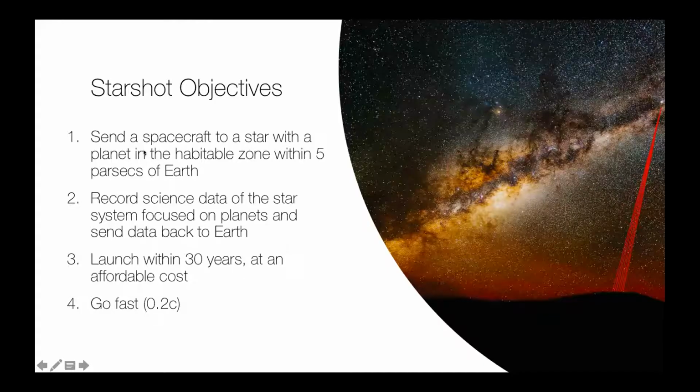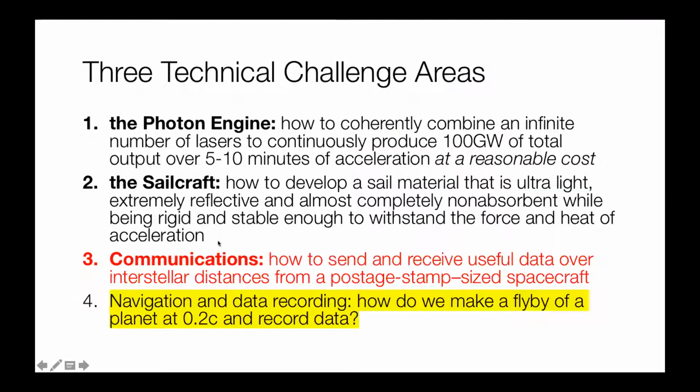So as I said, the objectives are to send the spacecraft to a star, ideally with a planet in the habitable zone, which we know already there are some within 5 parsecs, and to record some science data of the star system, ideally related to the planets around the stars, and send that data back to Earth within 30 years. And one of the keys is the goal is to do this at a cost level on the scale of significantly less than, say, JWST in current dollars.